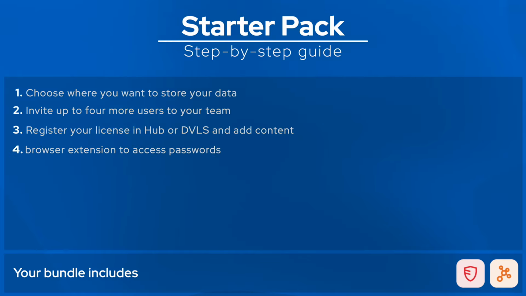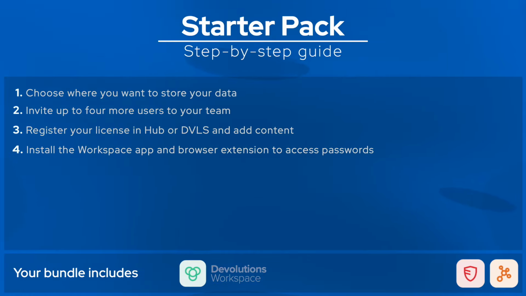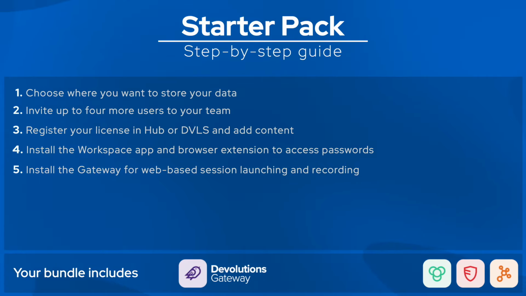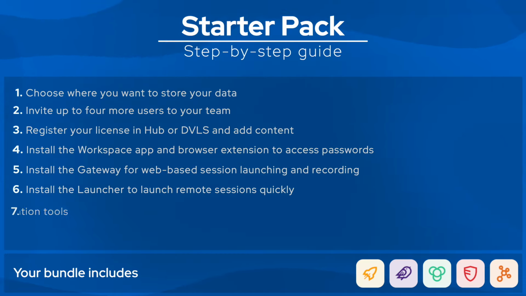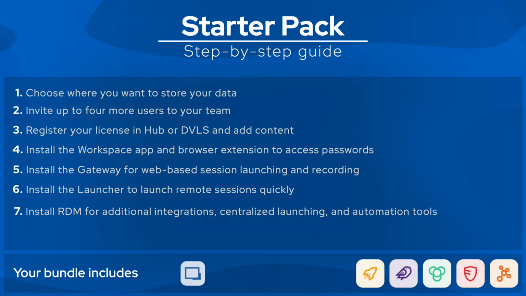Now, if you prefer to access your content with a dedicated app, download Devolutions Workspace. And don't forget to install the browser extension for seamless password autofill on your websites. If you'd like an alternative to a VPN to secure traffic, launch sessions via the web, the gateway can help you with that. Also, if you need a lightweight native app to quickly access endpoints from a Windows machine, try out the Devolutions Launcher.